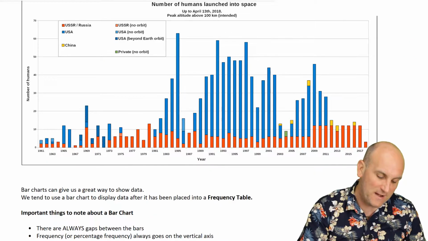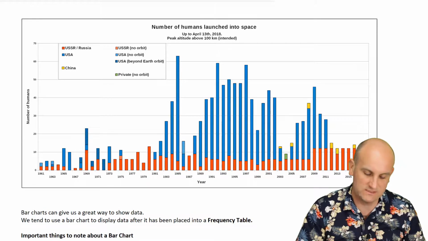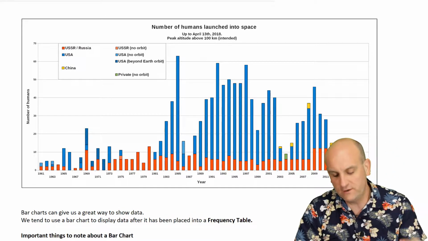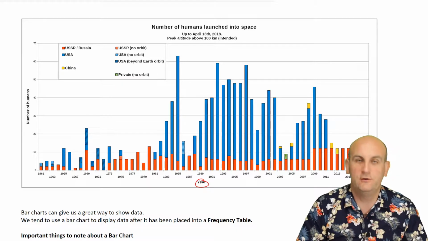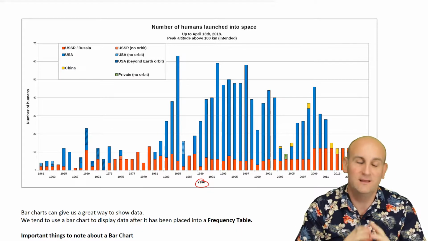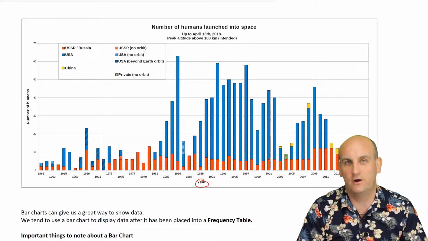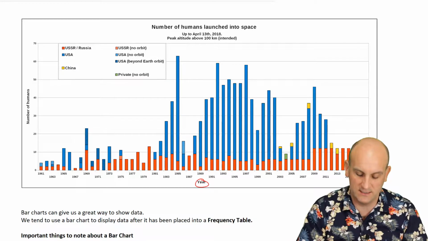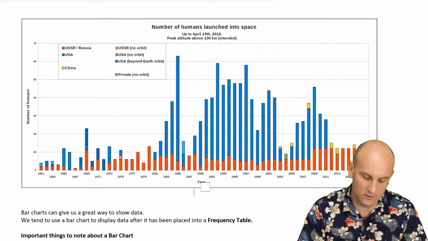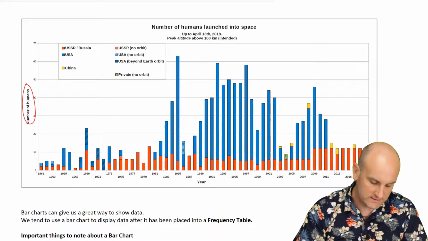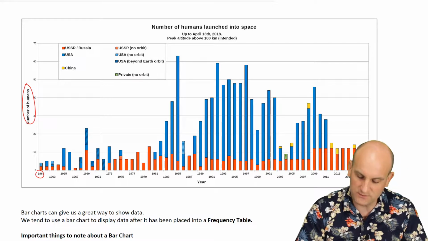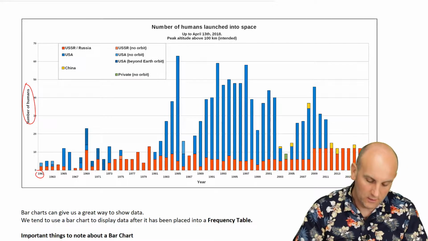And then again, Barry was awesome on this one. He was like mental. Number of humans launched into space. Yes. So what do we have along the bottom? We have year. Now you think that year is actually numerical? Sadly not. It can also be categorical depending on the context of the question. In this situation, it is categorical. And we have the number of humans launched into space. And we start at 1961 and we're going up to 2017. And look at the bars.